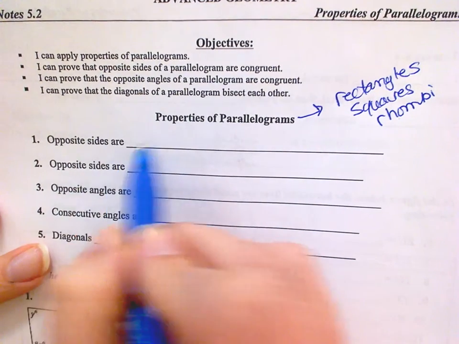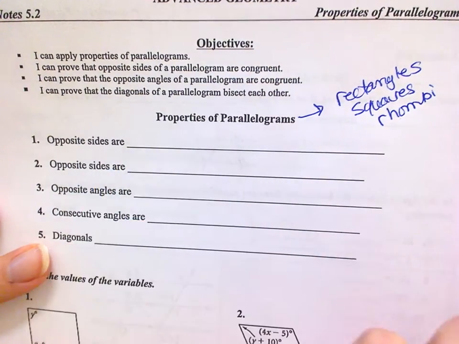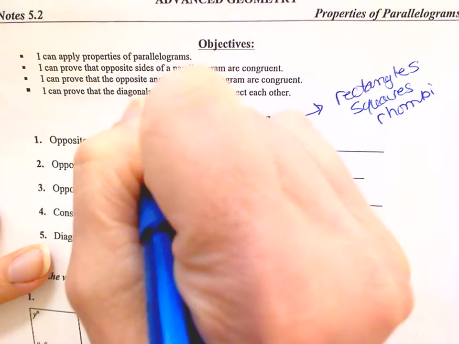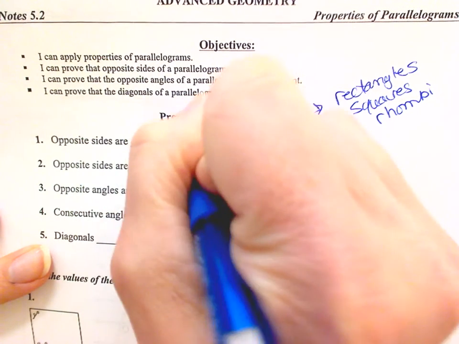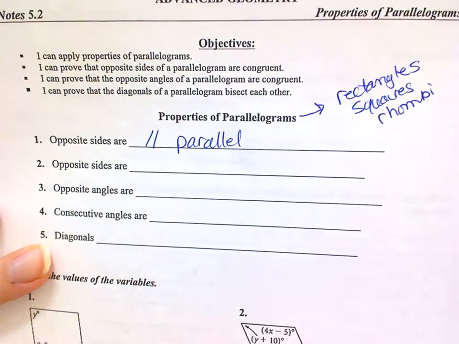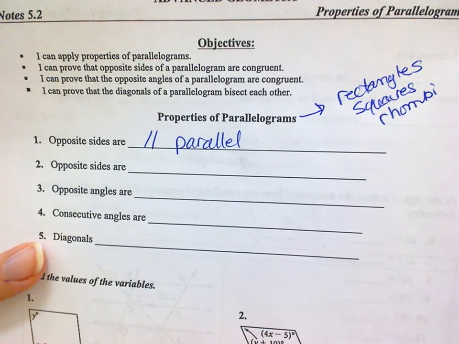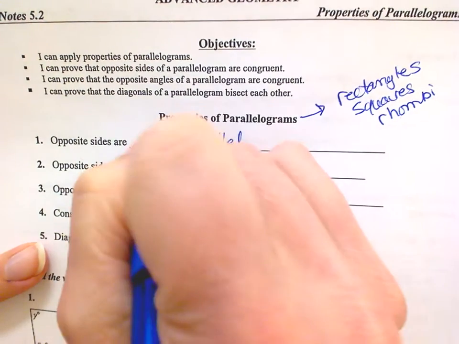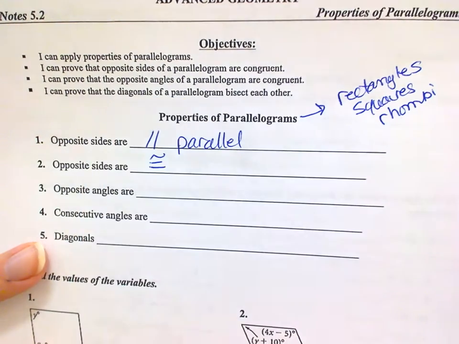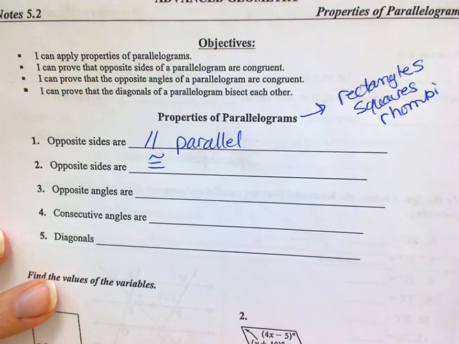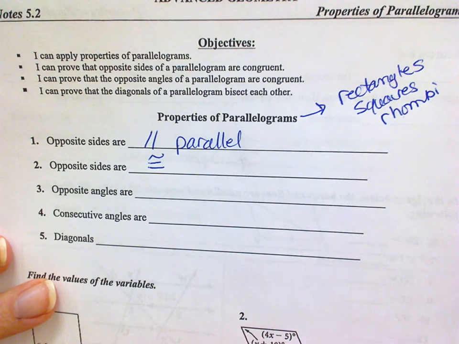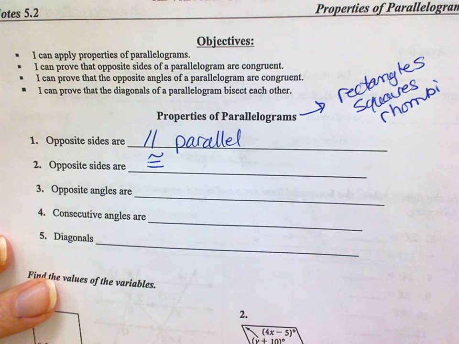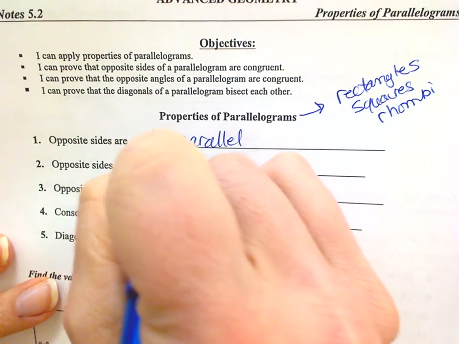Opposite sides, your properties here, opposite sides are 2 things. By definition of a parallelogram, they're parallel. The top and the bottom are parallel to each other, and the left and the right are parallel to each other. Your opposite sides are also congruent. Opposite angles, so if you're talking like top right, bottom left, the ones that are diagonally across from each other, those opposite angles are congruent.